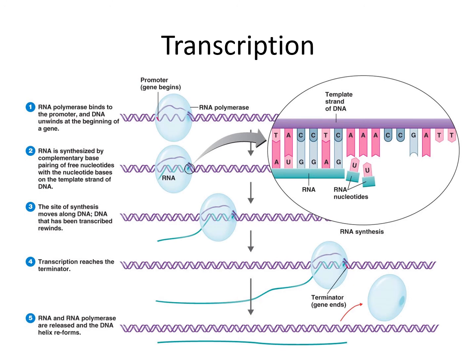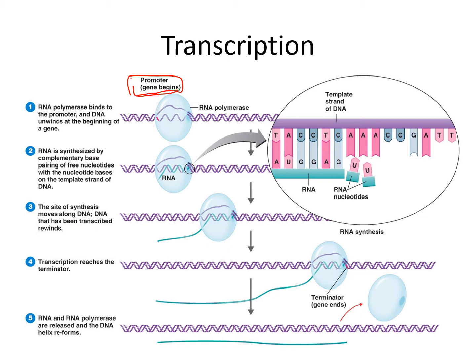Transcription is the first stage in gene expression, and transcription is where the information that is in the DNA is copied into RNA. This is an example of transcription. And the first thing I want to point out to you is that the promoter is a sequence of DNA that indicates where the gene begins. So the promoter is going to signal to the enzyme where to start transcription.